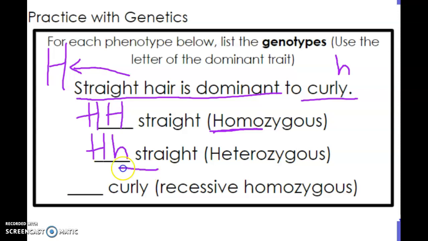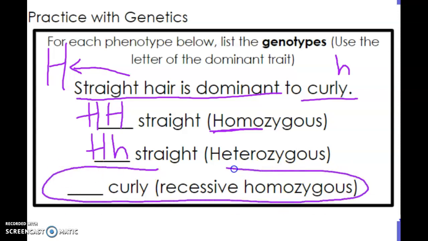All right, and then I want you to do the last one yourself. So curly hair is recessive homozygous. So it should be what two letters?